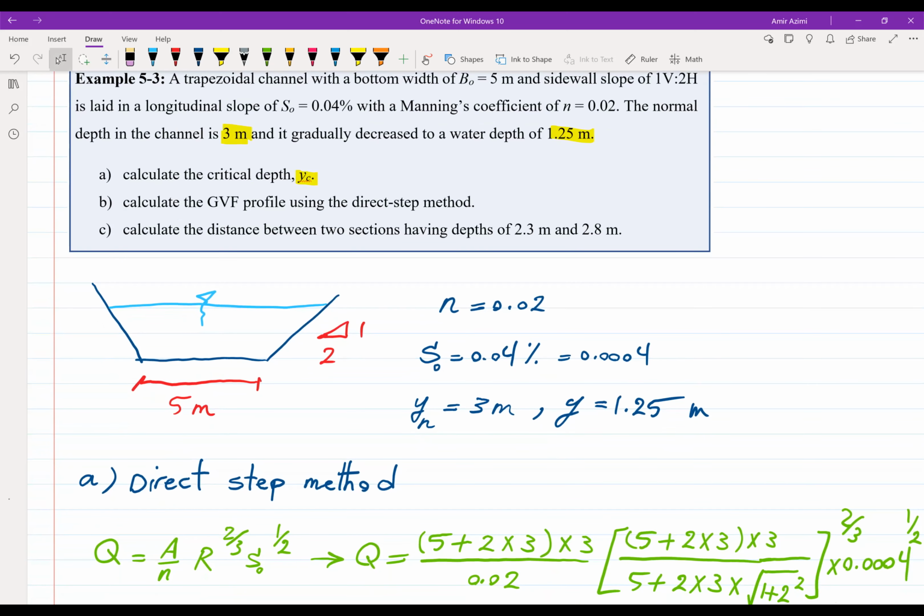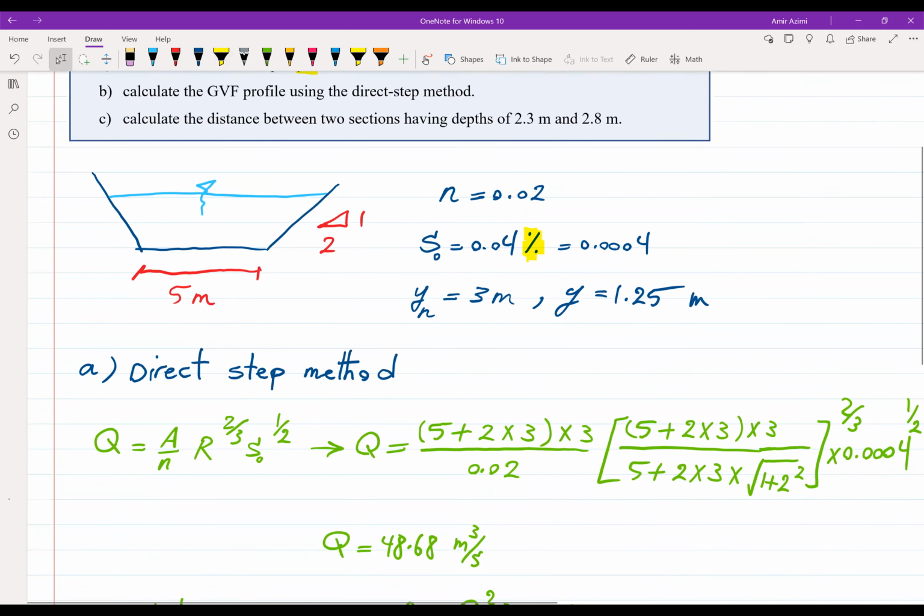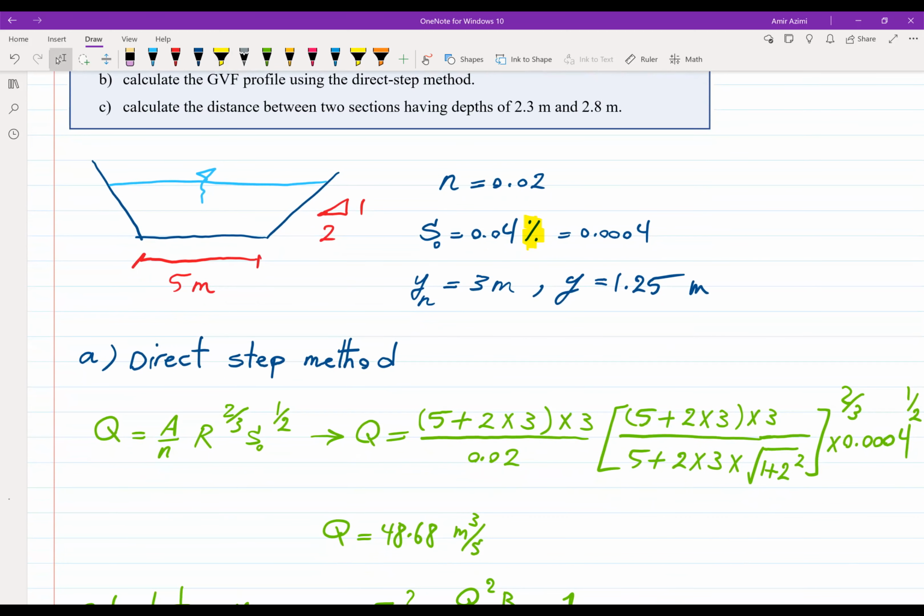So we convert the channel slope from percentage by dividing the slope by 100. Normal depth is provided, so we use Manning's equation. And when you use Manning's equation, cross-sectional area and hydraulic radius can be calculated. You have the slope. The only unknown is discharge. Then we go and use the Excel file.